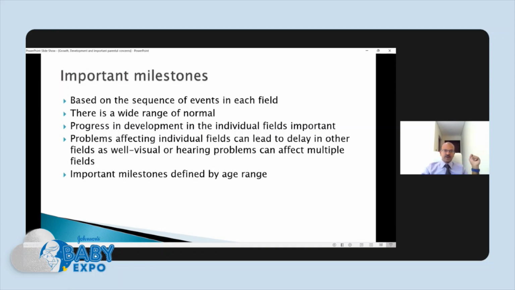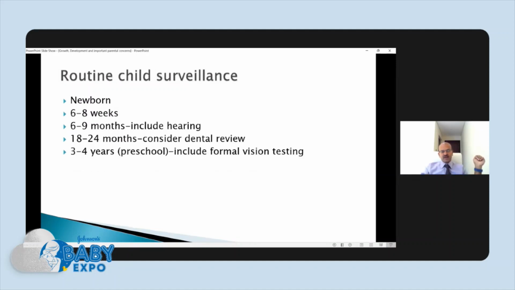And progress of development in individual fields is important. The problems affecting an individual field can indirectly affect another field as well. For example, a visual or hearing problem can affect language or fine motor development as well. And there are important milestones which are defined by the age range. Normally, we have routine child surveillance along with the growth monitoring, as I explained, in the newborn period, 6 to 8 weeks, 6 to 9 months, and we should include hearing by that time.